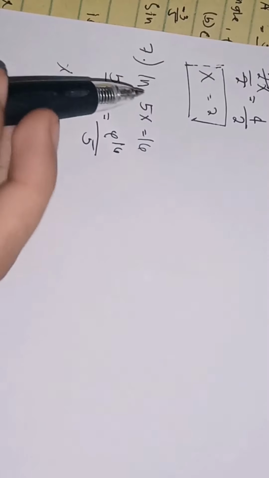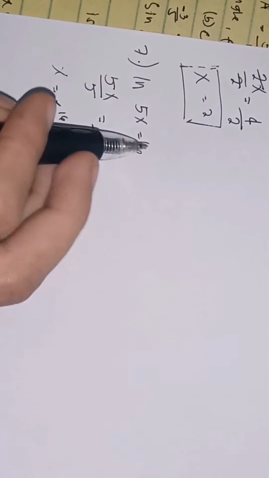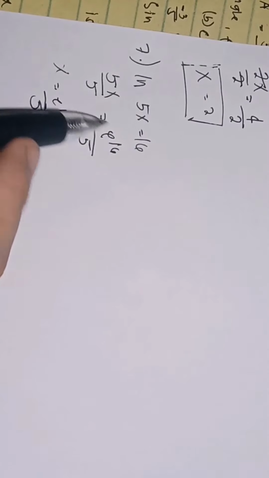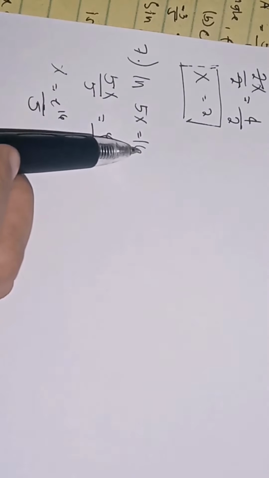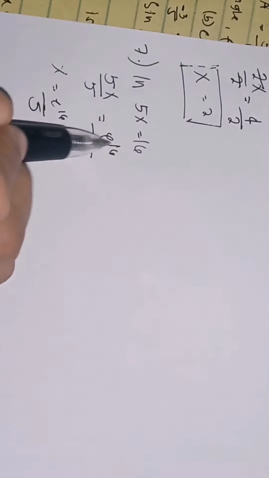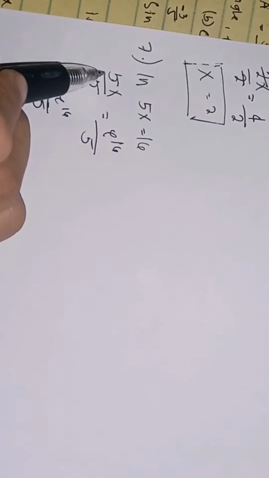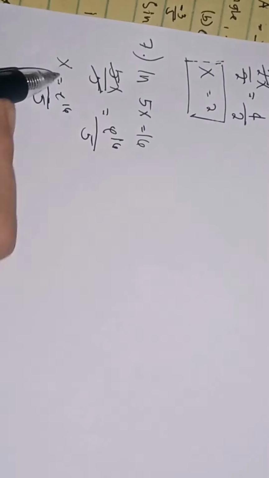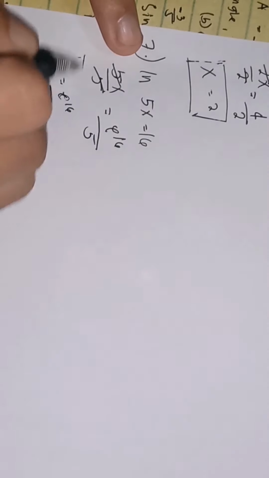So, problem number 7, we have ln 5x equals 16. If we simplify, 5x equals, so our constant becomes an exponent, e raised to 16. In order to get the coefficient, we must divide both sides by 5, so it cancels out. What remains is x equals e raised to 16 over 5. That's it for problem number 7.